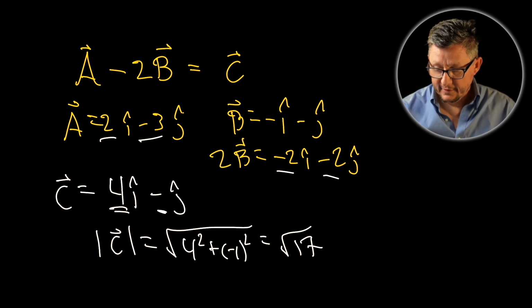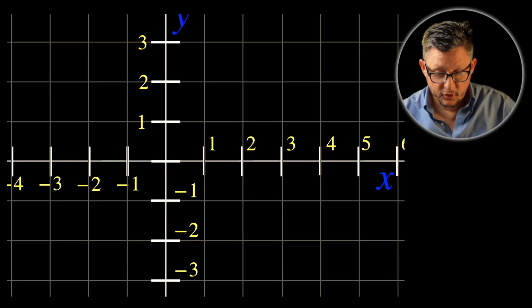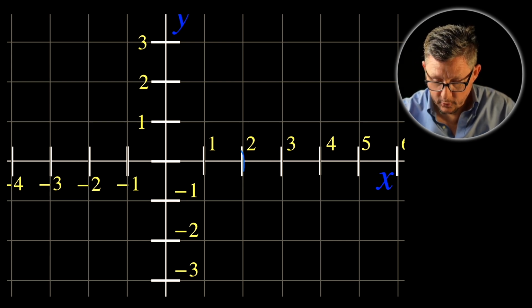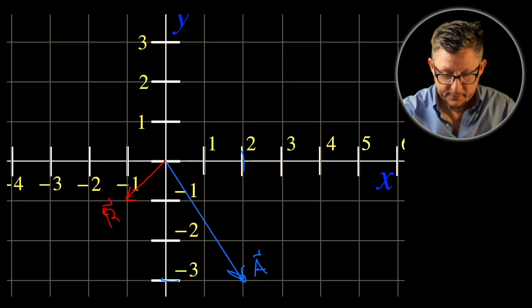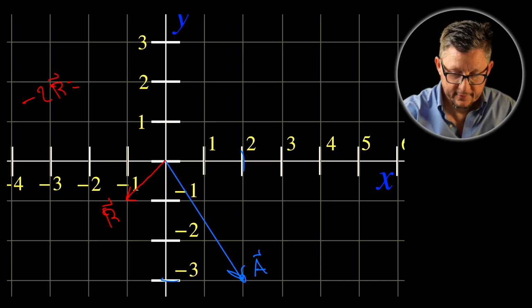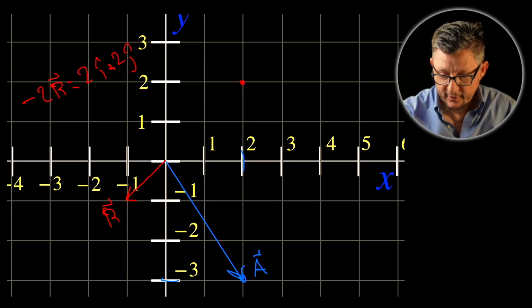So let's then see what this looks like on our xy plane. Okay, so we have a is 2i minus 3j. So we go over 2 and down 3. Here's a. B is minus I hat minus j hat. So this is B. And then negative 2b, as we saw, is plus 2 I hat plus 2 j hat. So it actually sits up here. So then this is negative 2b.